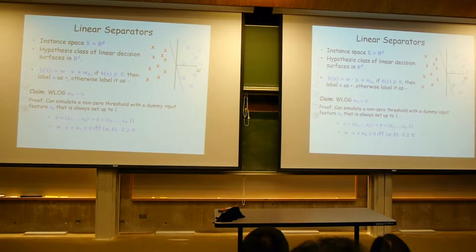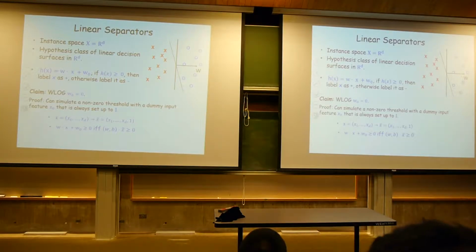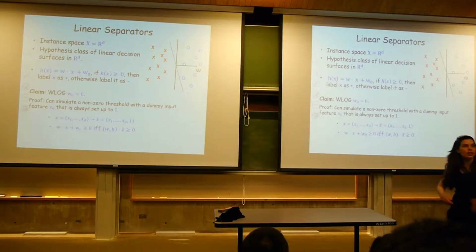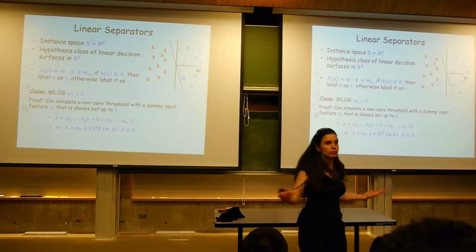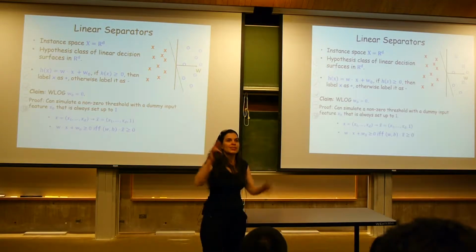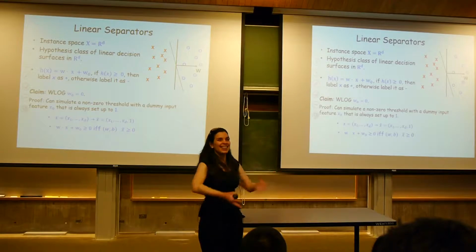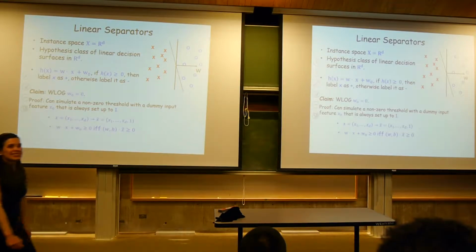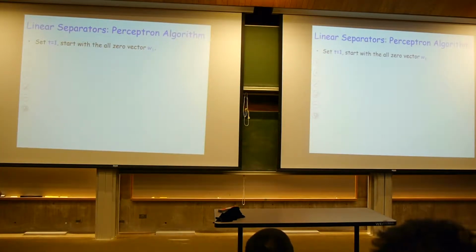You can quickly verify this. If I add a dummy feature to the original input representation, there exists a linear separator in the original space if and only if there exists a homogeneous linear separator in the new feature space. So it's very simple to argue that without loss of generality, I can assume the separator goes through the origin. If I have an algorithm for that case, I can do this simple transformation, translate the origin as you said, and I'm done. Cool. So I'm going to assume that that's the case.